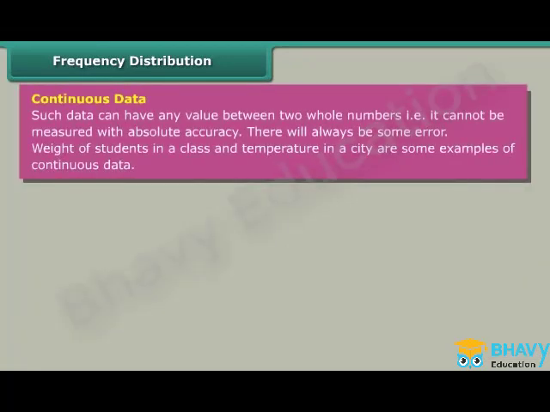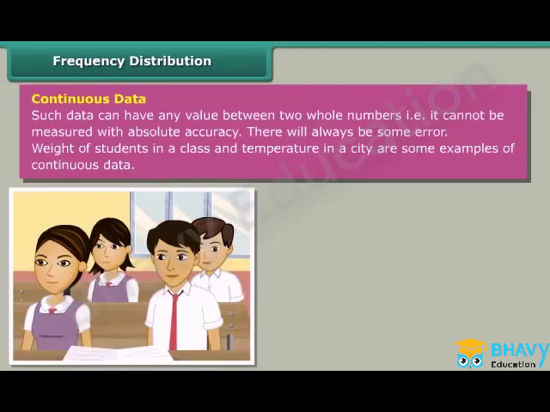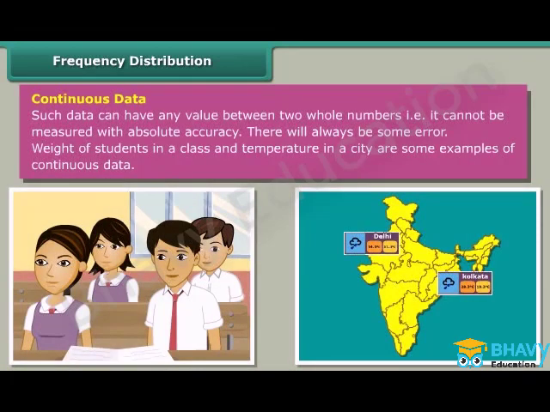Continuous data. Such data can have any value between two whole numbers; that is, it cannot be measured with absolute accuracy. There will always be some error. Weight of students in a class and temperature in a city are some examples of continuous data.